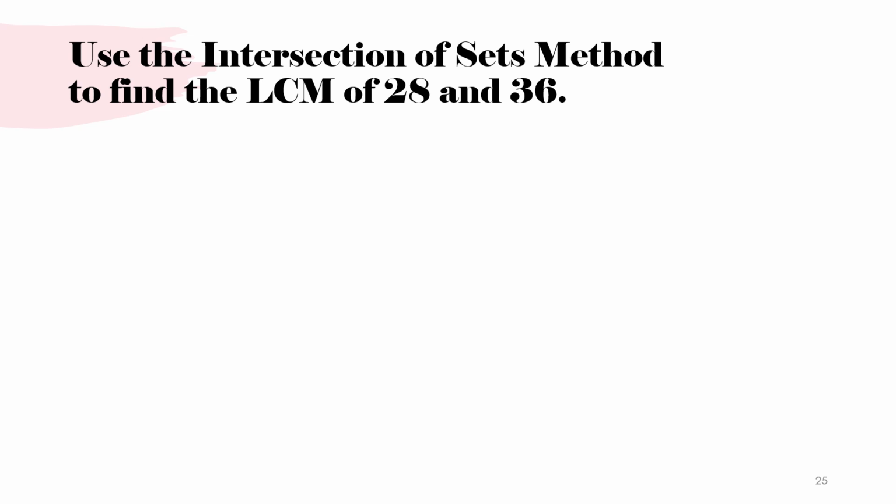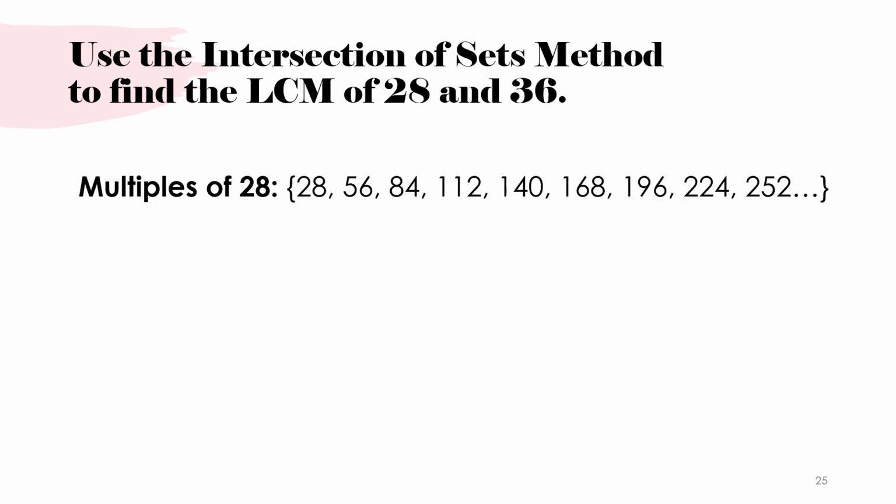All right, so you're going to start by listing out the multiples of 28 and 36. The multiples of 28 include 28. 28 times 2 is 56, times 3 is 84, times 4 is 112, times 5 is 140, times 6 is 168, times 7 is 196, times 8 is 224, and times 9 is 252. So I've listed out the first 9 here.